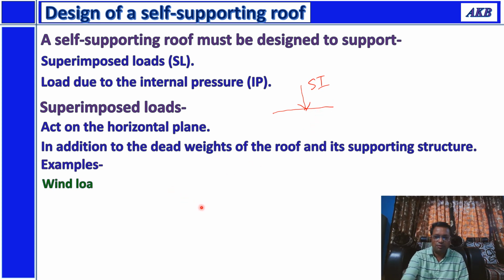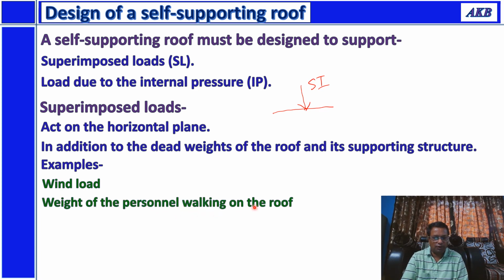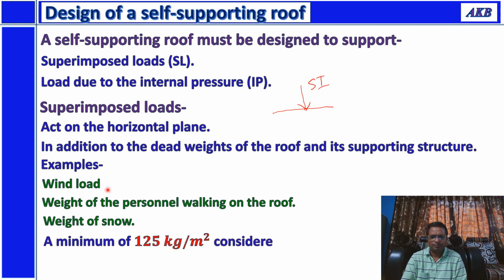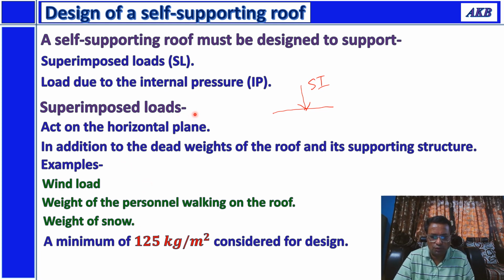What are the examples of superimposed load? It could be wind load, weight of the personnel walking on the roof. Sometimes for one reason or another, personnel may be going onto the roof, they may be walking on the roof, so you also have to consider that. Then weight of snow, if the storage vessel is to be used in places where there is frequent snowfall, then you also have to consider weight of the snow. So these are just examples. You have to take care of these superimposed loads.